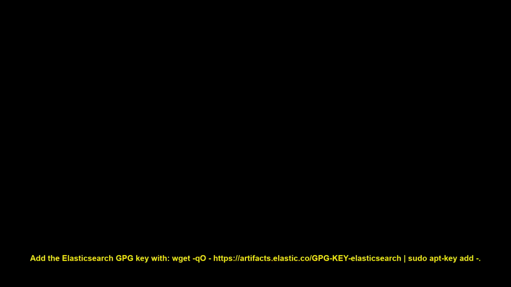Add the Elasticsearch GPG key with wget -qO - https://artifacts.elastic.co/GPG-KEY-elasticsearch. Next, add the Elasticsearch apt repository by running echo deb https://artifacts.elastic.co/packages. Update the package lists again, sudo apt update. Install Elasticsearch with sudo apt install elasticsearch -y.